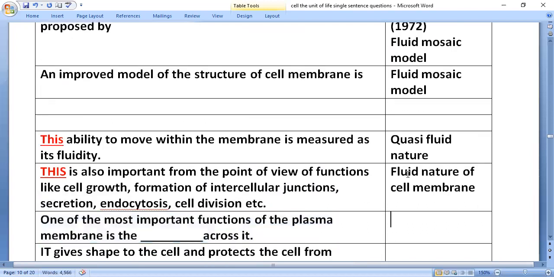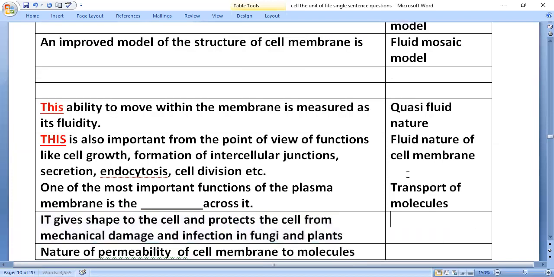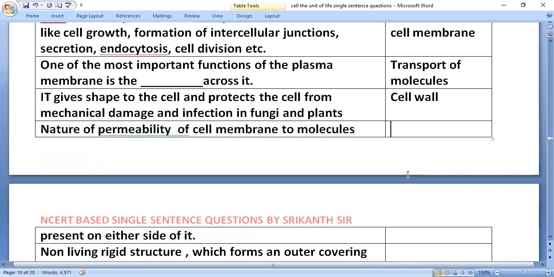One of the most important functions of the plasma membrane is the transport of molecules across it. The nature of permeability of the cell membrane to molecules present on either side of it is the selectively permeable nature.